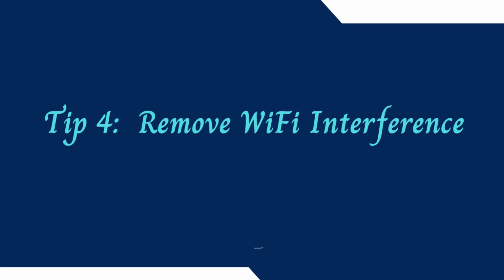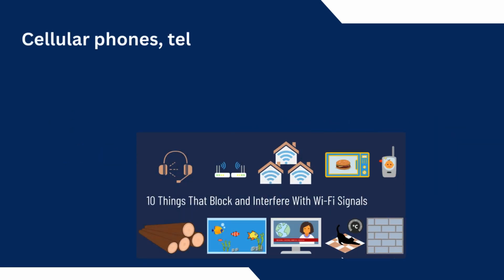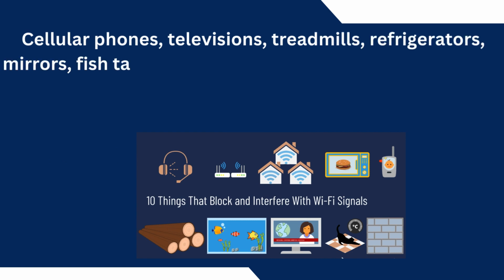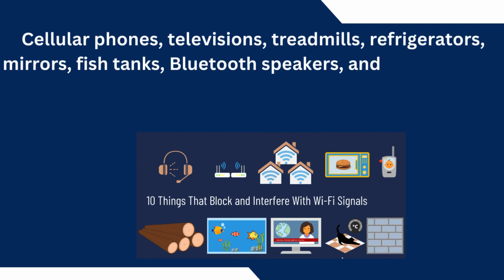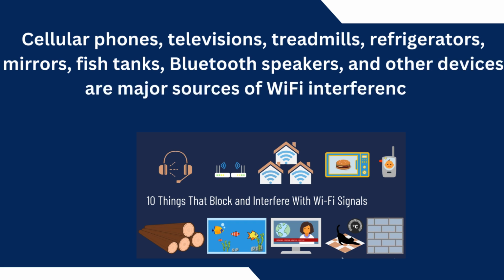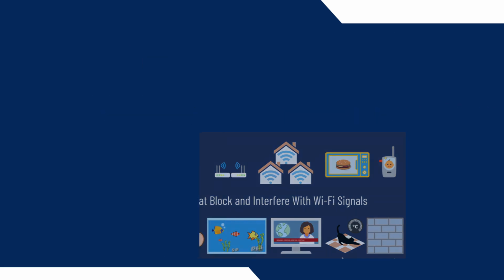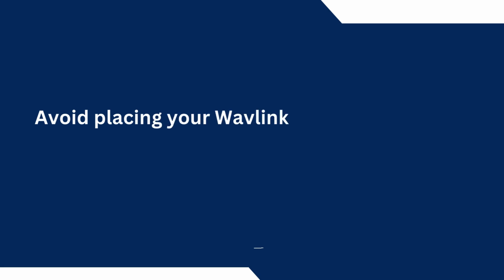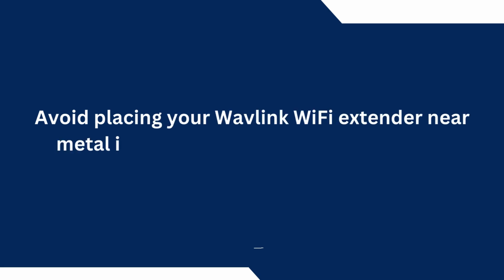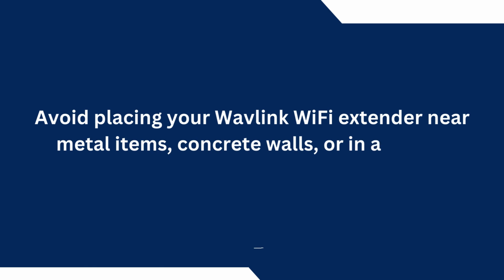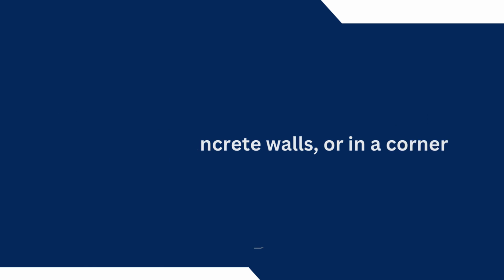Tip 4. Remove Wi-Fi interference. Cellular phones, televisions, treadmills, refrigerators, mirrors, fish tanks, Bluetooth speakers, and other devices are major sources of Wi-Fi interference. So, keep Wavlink range extender away from such objects. Avoid placing your Wavlink Wi-Fi extender near metal items, concrete walls, or in a corner.